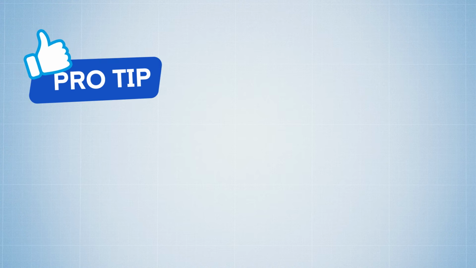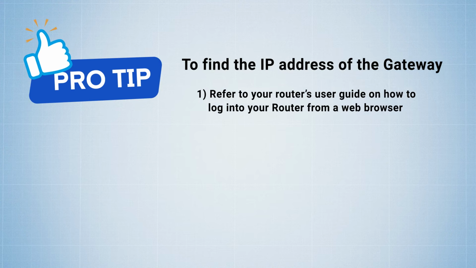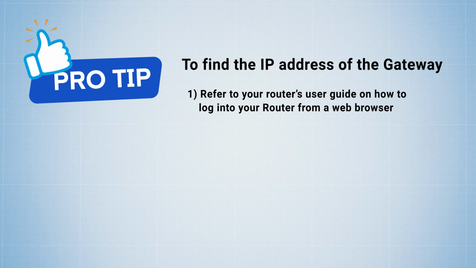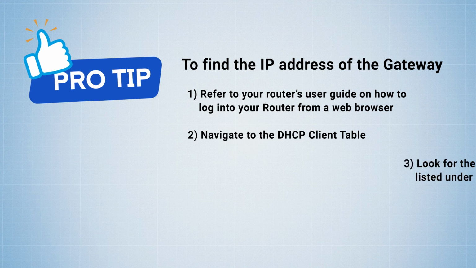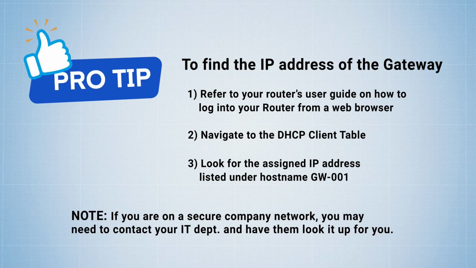And here's another pro tip. To find the IP address of the gateway as it appears in the local area network, refer to your router's user guide on how to log into your router from a web browser. Navigate to the DHCP client table and look for the assigned IP address listed under hostname GW-001. But keep in mind, if you're on a secure company network, you may need to have your IT department look it up for you.